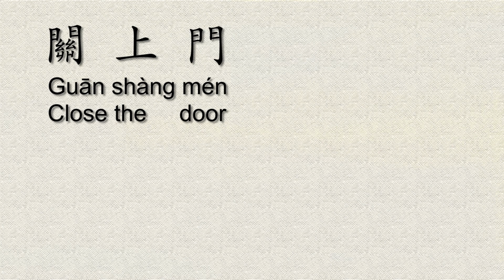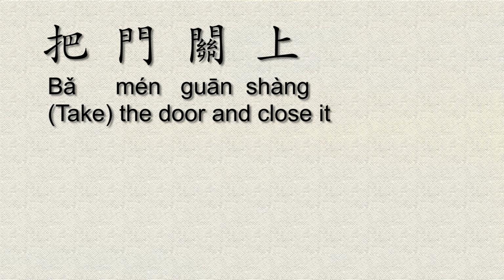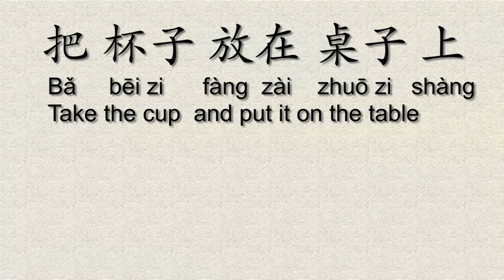So 把 always comes immediately before the object that's being manipulated in the sentence. For example, to close the door, you could just say 关上门, okay? The object that is being manipulated, that is being closed, is the door. It's being moved. So you would say 把门关上, okay? That 把 comes before the object that is being manipulated. You could translate that literally as, take the door and close it. It just means close the door. Here's another one. 把杯子放在桌子上. Take the cup and put it on the table.